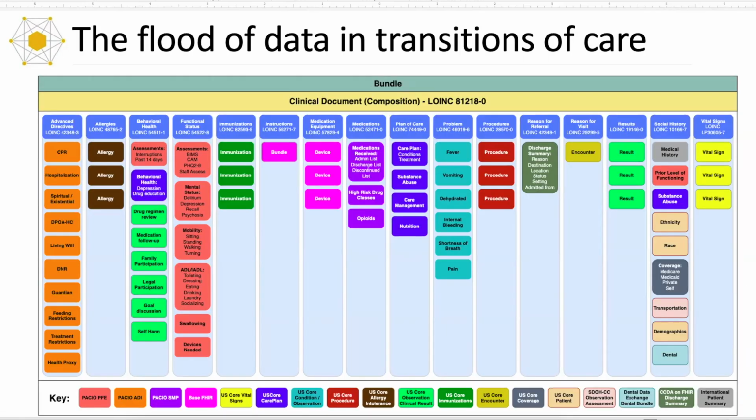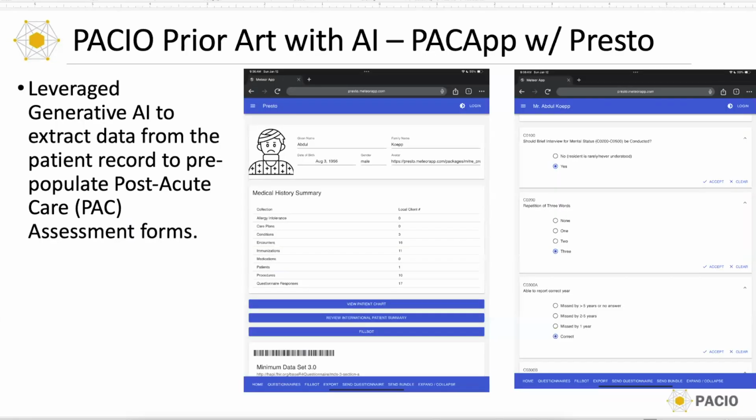So before we get to what we ended up doing and the demo itself, I want to let you know that we are not necessarily new to trying different generative AI-based applications in PACIO. So just kind of quickly, there's a little bit of prior art. In the past, we had this notion of a PAC app with this thing called Presto, which was able to extract data and recommend or pre-populate some questionnaire items. In this case, it was some of the early parts of or certain sections within the MDS.